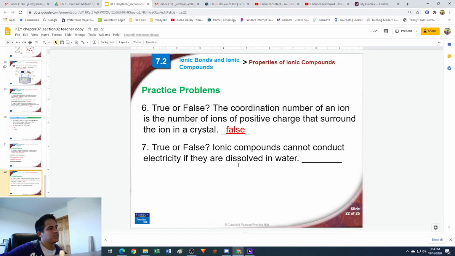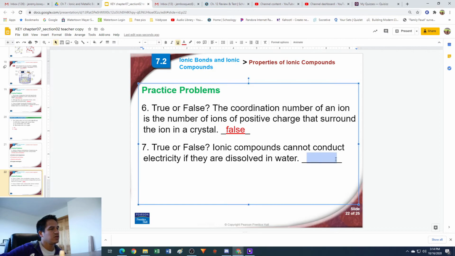All right, last one, number 7. True or false? Ionic compounds cannot conduct electricity if they are dissolved in water. That is false. That is one of the unique properties about ionic compounds, is that when they are dissolved in water, they do conduct electricity. Again, these are also known as electrolytes.